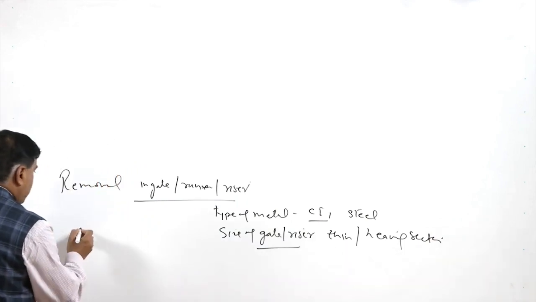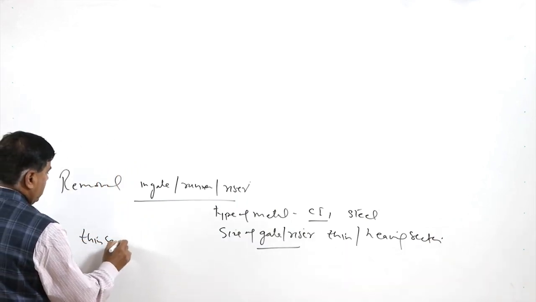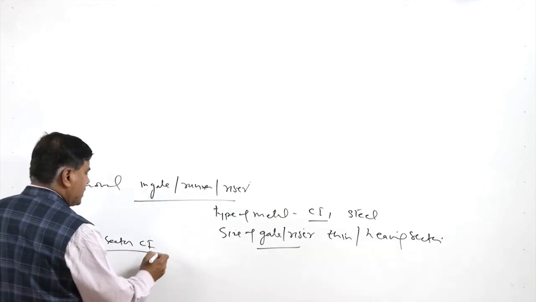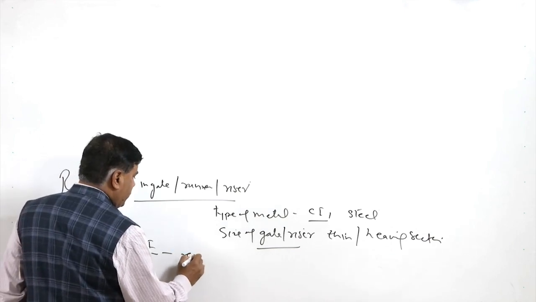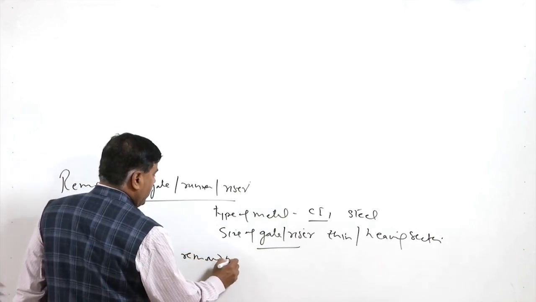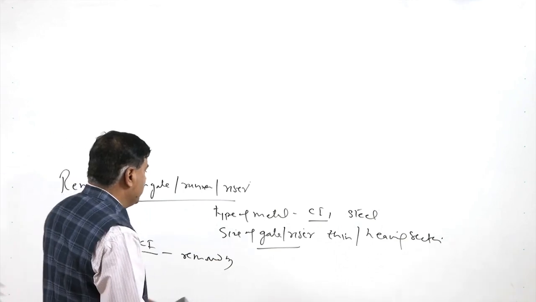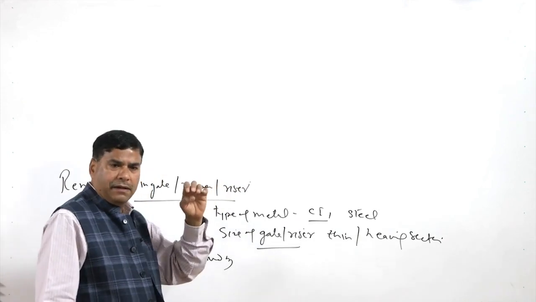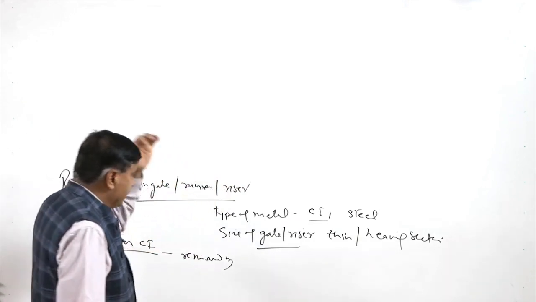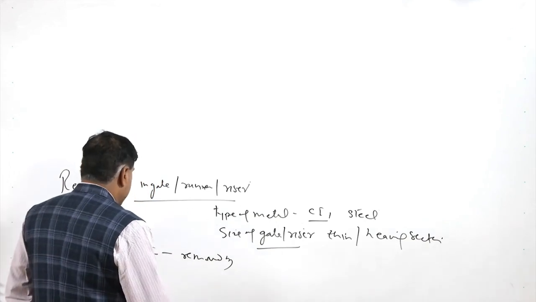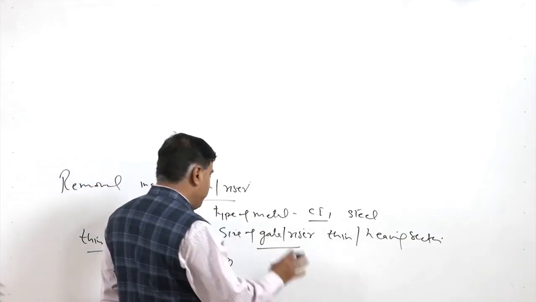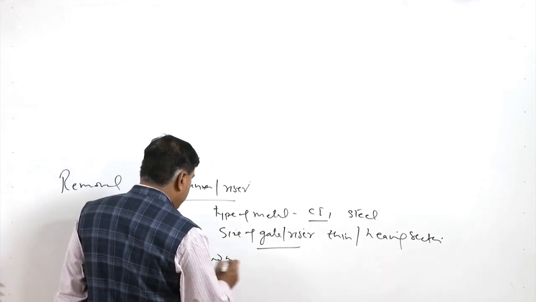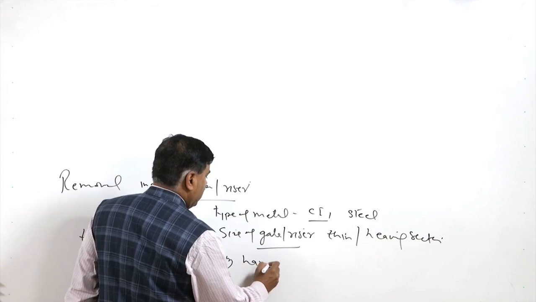For example, in thin section cast iron, the gates and the risers are simply removed by knocking off with the hammer, hammering the metal deposited in the ingate and the metal deposited in the riser. Since the cast iron is hard and brittle, when we hammer the riser or the gate, they will be broken. So, removal by hammering.